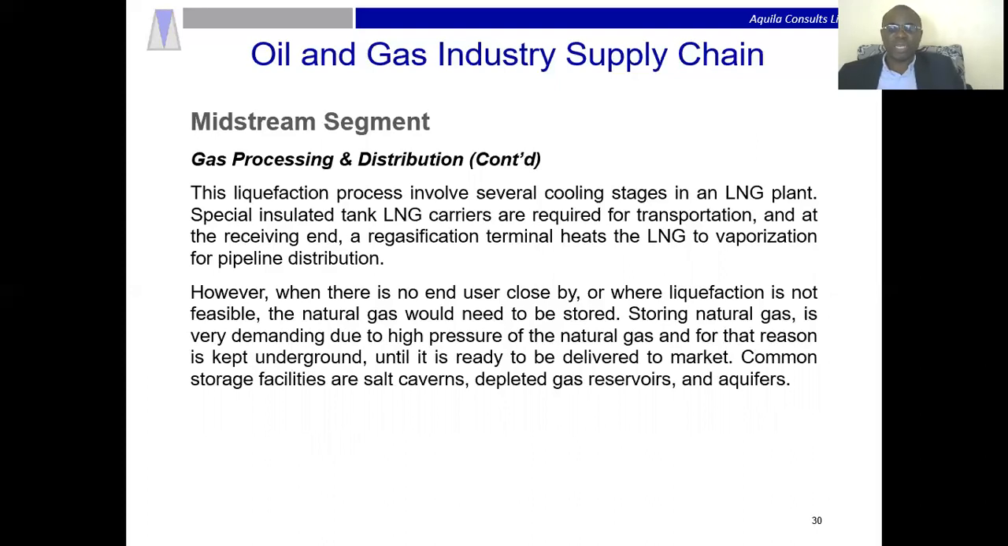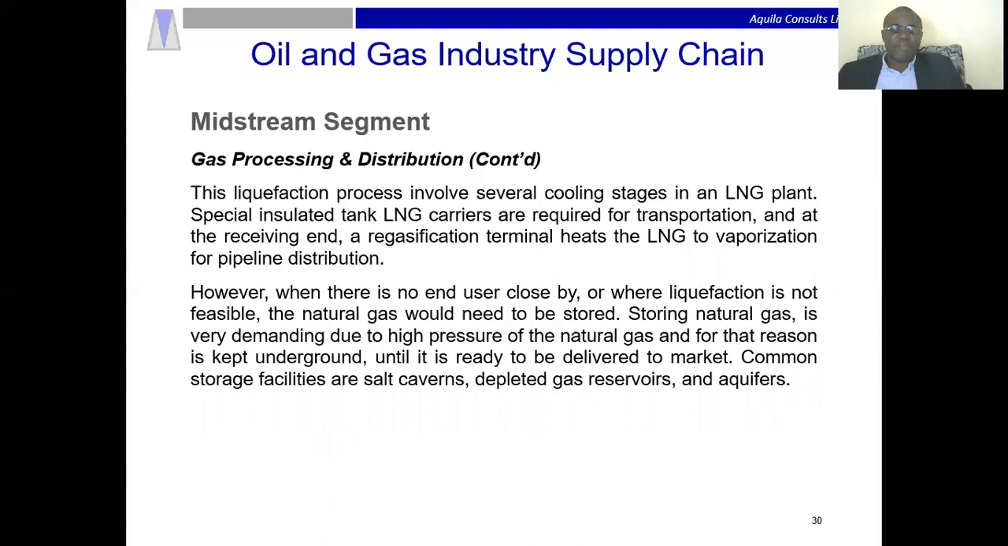You could take liquefied gas from Africa, for instance, to Asia. But at the end point, you need what you call regasification terminals to convert the liquid back to gas. And then you can now send your gas by pipeline to the end users in that country.